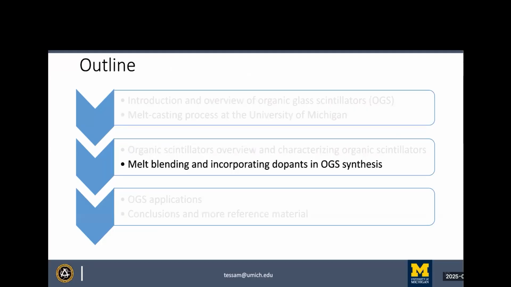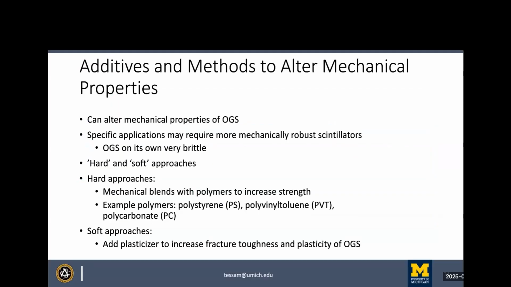But that's not all. We can also melt blend OGS with other things to get more of the properties we want, which is what I am directly researching. Some additives we use to alter the mechanical properties of OGS because specific applications may require more mechanically robust scintillators. We don't want to take our big fancy detector out in the field and then just have it break, right? OGS on its own is very brittle, so that is a serious concern.